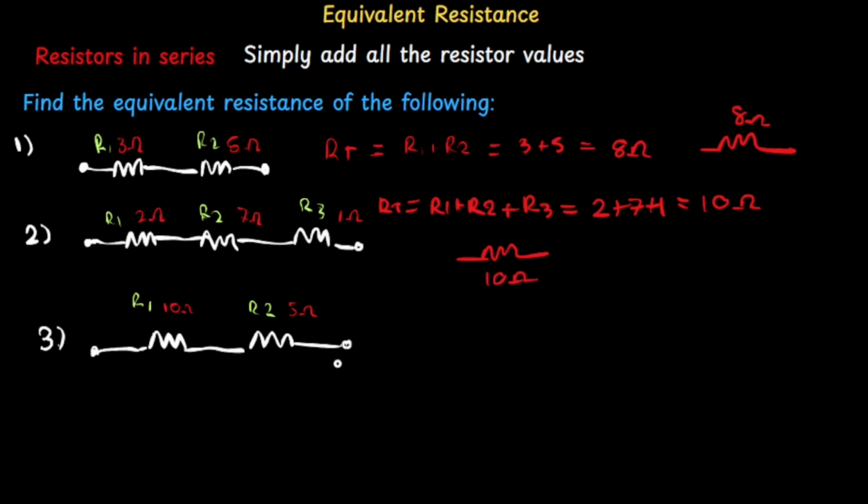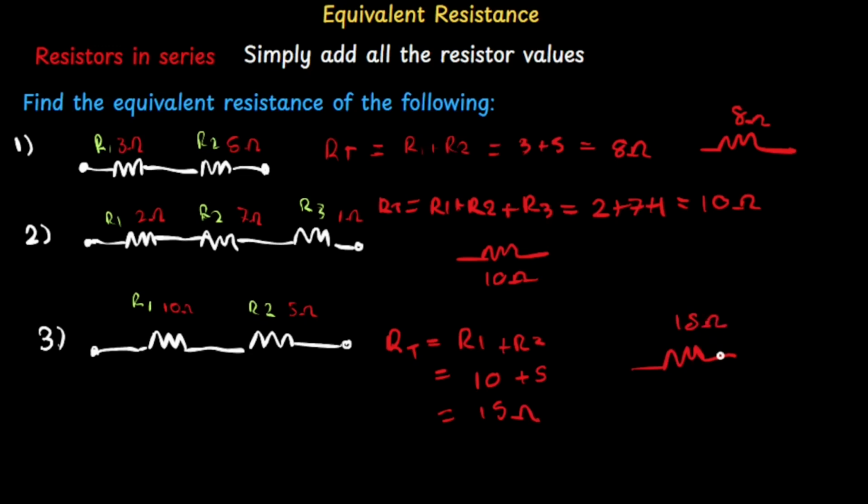Looking at example 3, I have a collection of 2 resistors. Applying the same rule, I would get RT is equal to R1 plus R2, which is equal to 10 plus 5, which is equal to 15 ohms. Exact same thing again, replacing those two resistors with a single resistor of the value 15 ohms will not change the way in which my circuit works.